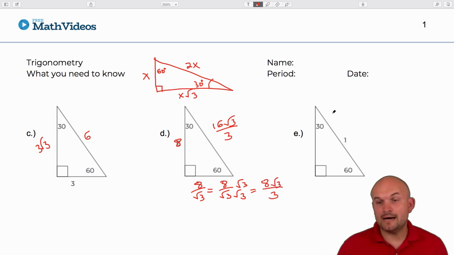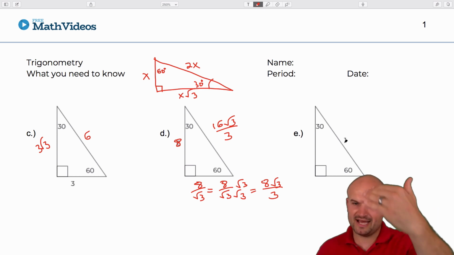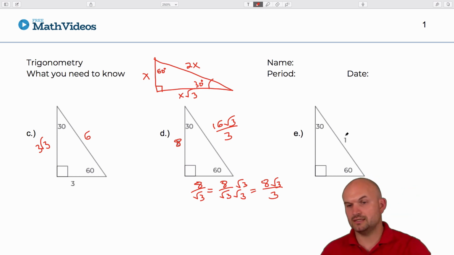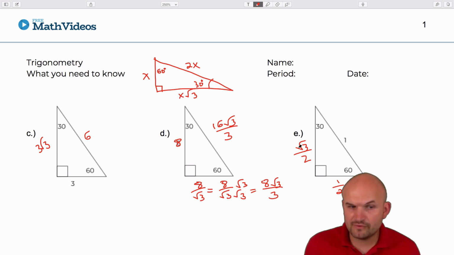Okay, now on the last one, remember to go from short leg to hypotenuse, I multiply by 2. So if I have the hypotenuse and I want to go to the short leg, I'm going to divide by 2. So that would be 1/2. And then to go from the short leg to the long leg, I'm going to multiply by the square root of 3. Square root of 3 times 1 is square root of 3. So therefore, you're left with square root of 3 over 2.